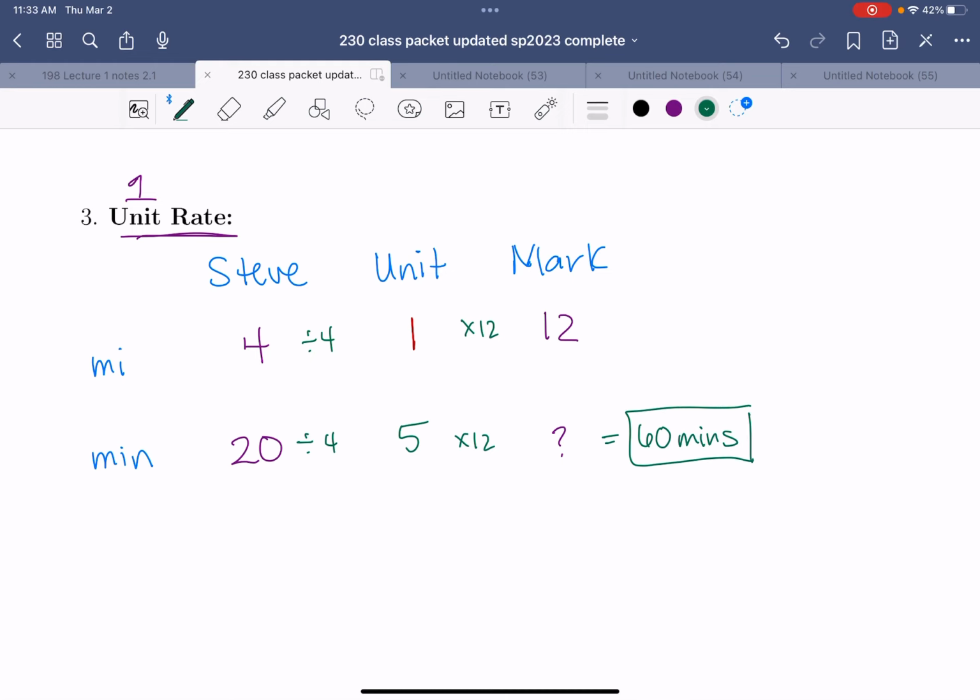Okay, so unit rate just means that I'm getting this category here in the middle where one thing I'm making 1. So usually we divide one of the two things by its value to get a 1, and then we multiply by whatever we need to get to the next one. So that's your unit rate strategy.